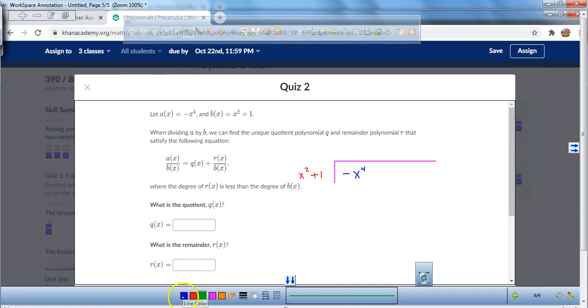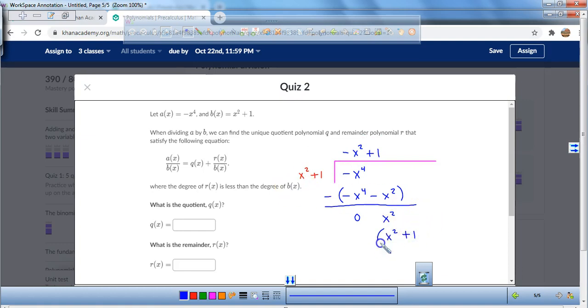So first thing I'm going to do is put a negative x squared up here, because x squared times a negative x squared is negative x to the power of 4. And a negative x squared times a 1 is a negative x squared. I'm going to put parentheses around it and subtract it. So these cancel out. A negative times a negative is a positive, so I'm left with a positive x squared. And I know x squared goes into x squared a total of 1 time. So 1 times x squared is x squared, and 1 times 1 is 1.